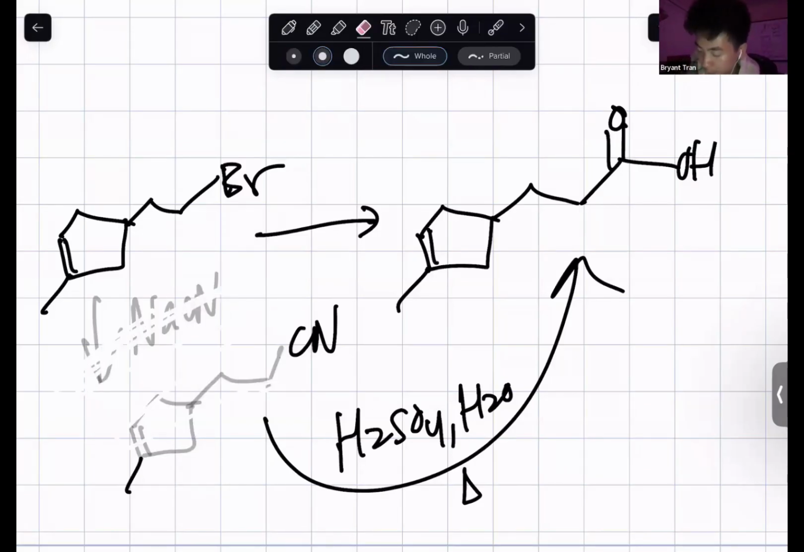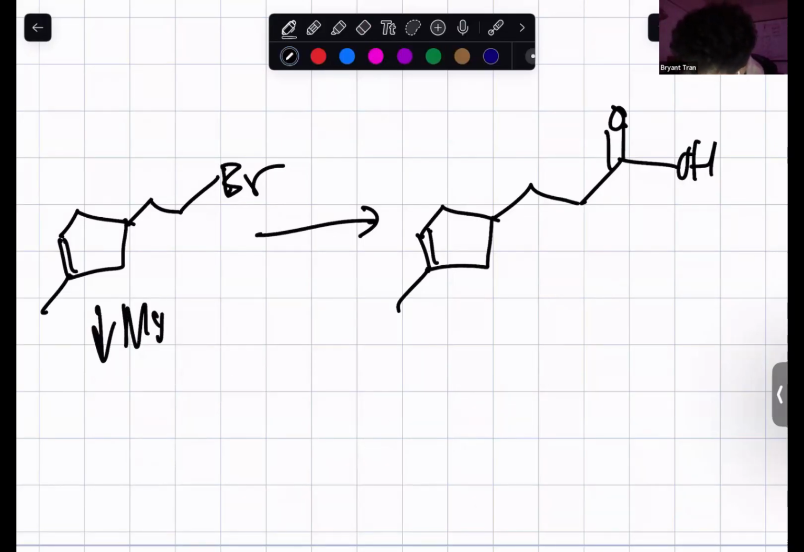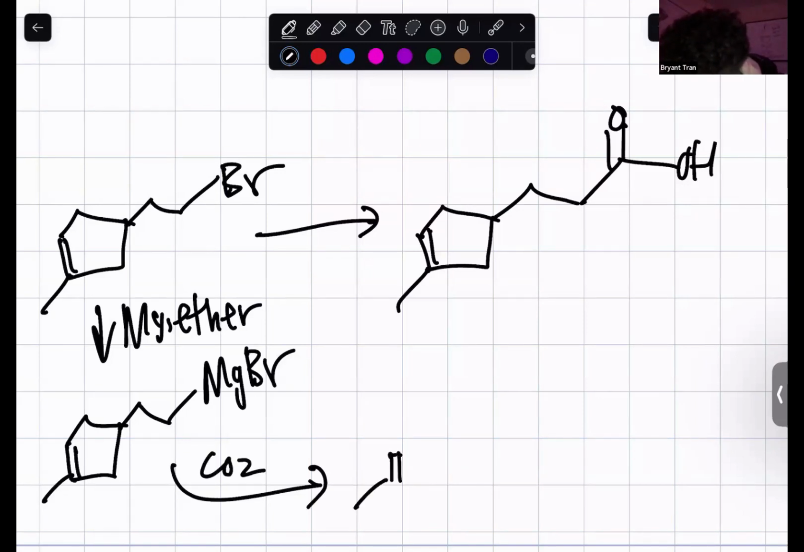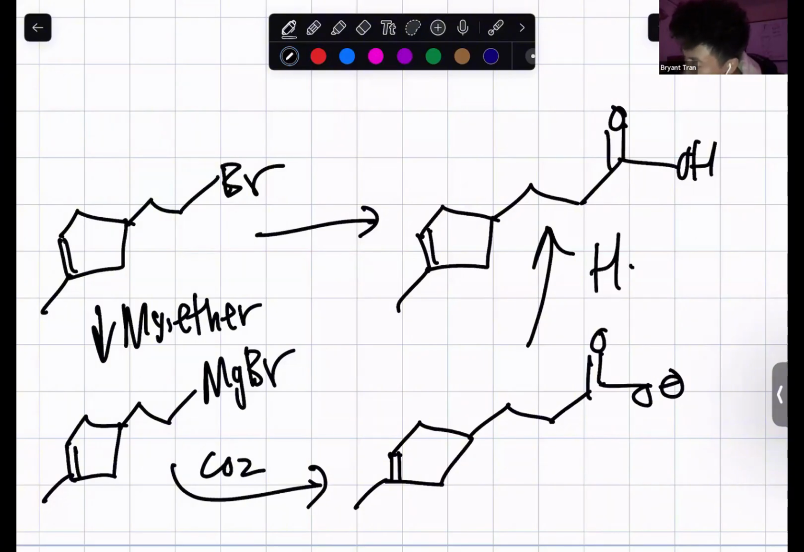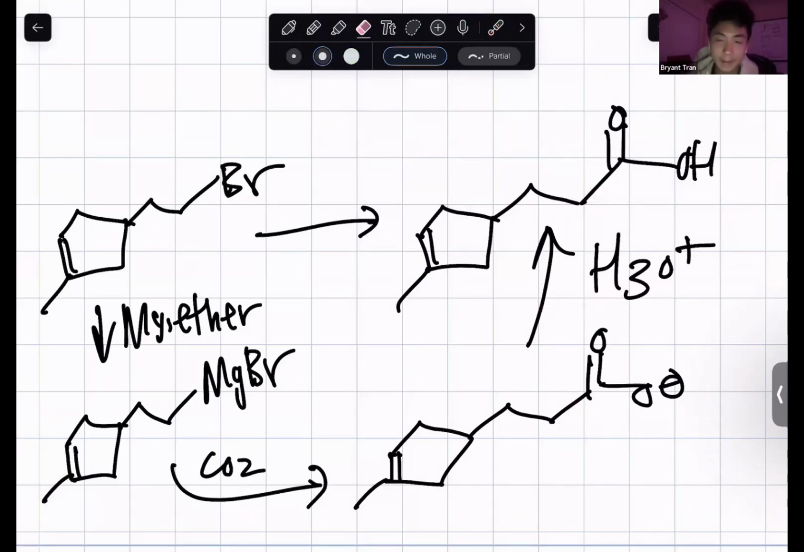to do that, we're going to do the Grignard reagent route, right? Where we first do Mg with ether to convert the haloalkane into the Grignard reagent, which is this right here. And then from here, we could do CO2 to create the carboxylate ion. And then from here, we could do dilute H3O+, a dilute acid workup, to protonate the carboxylate ion into the carboxylic acid right there. Like that. Okay?